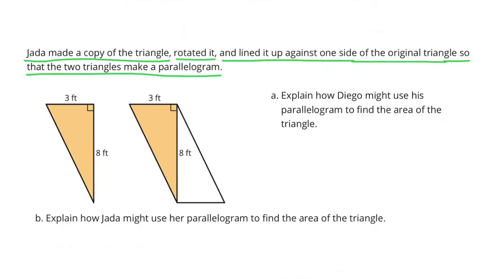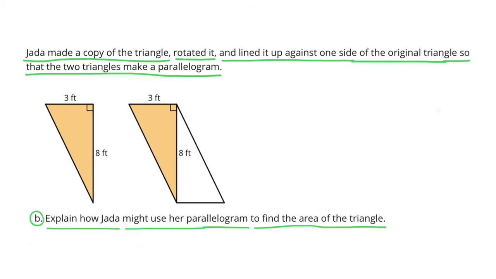Jada made a copy of the triangle, rotated it, and lined it up against one side of the original triangle so that the 2 triangles make a parallelogram. B. Explain how Jada might use her parallelogram to find the area of the triangle. Unlike Diego, Jada didn't make her parallelogram out of the same parts as the triangle.